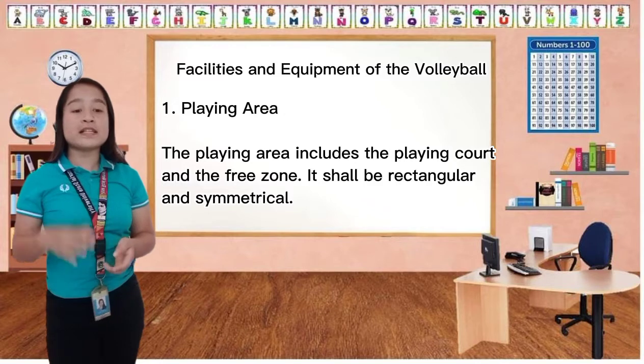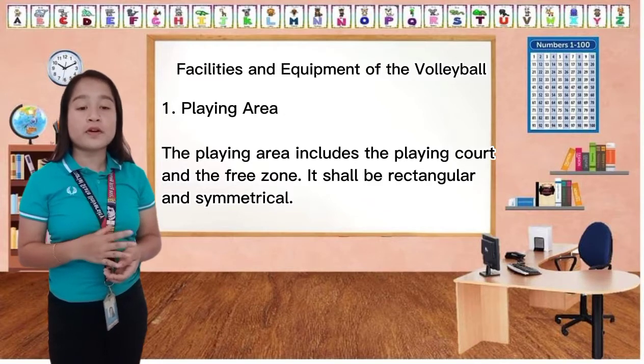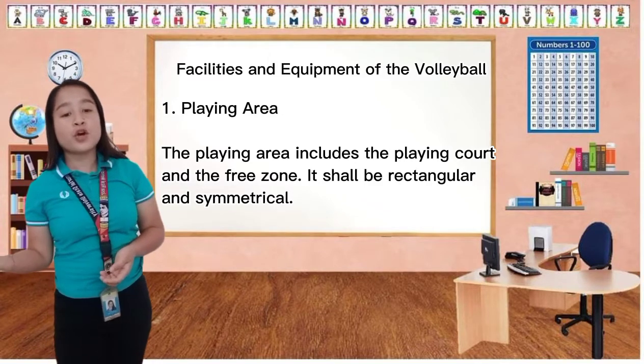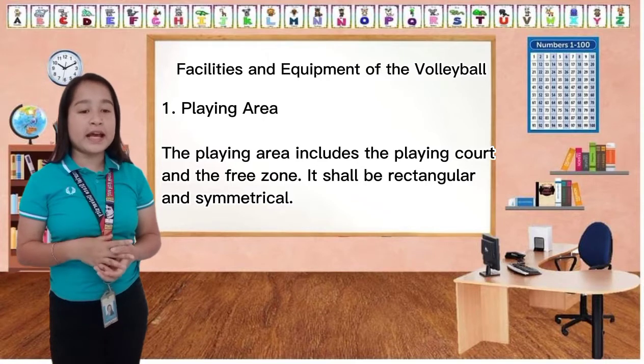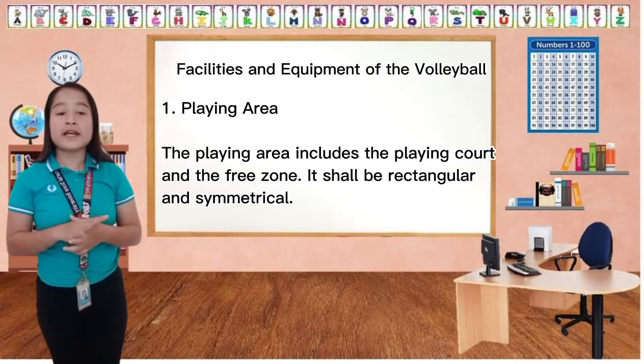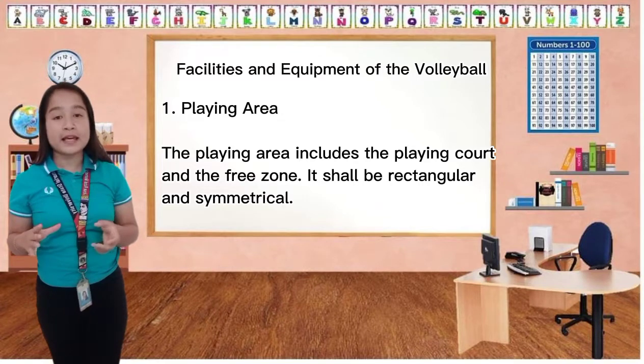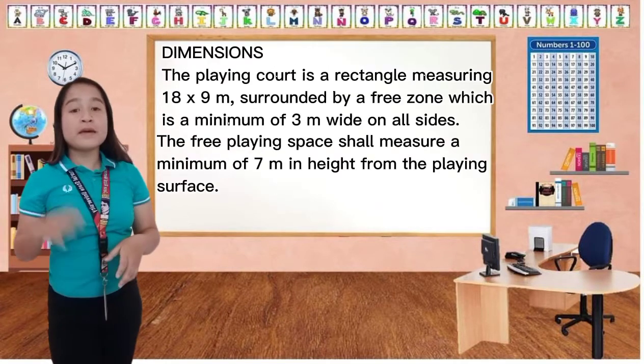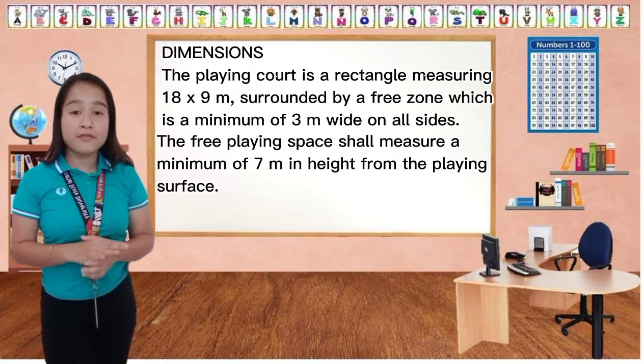So the playing court is where the players have a rally to compete with the opponent. Then the free zone is the area outside the court that players may enter to make a play on the ball. So, the dimensions of the volleyball court.